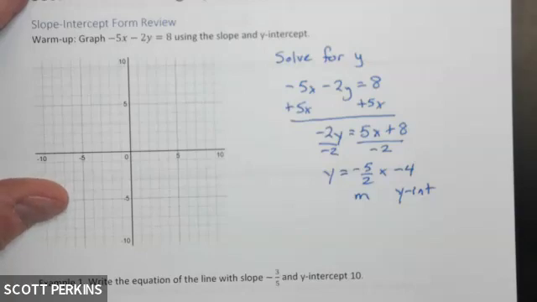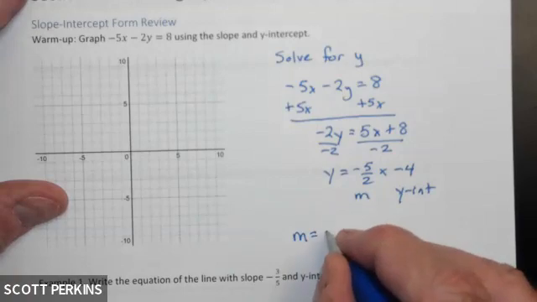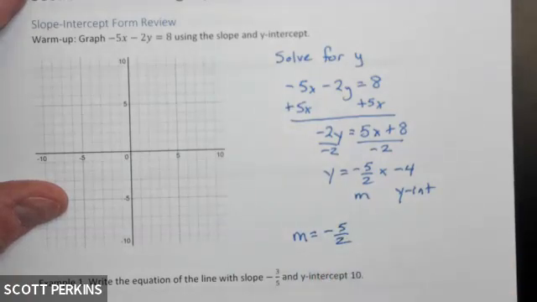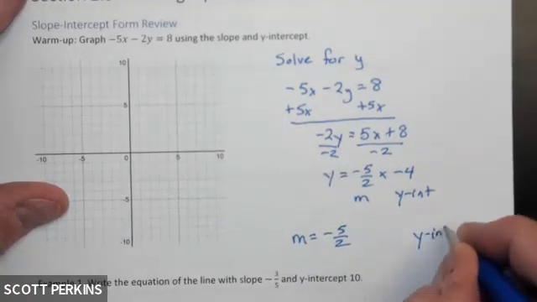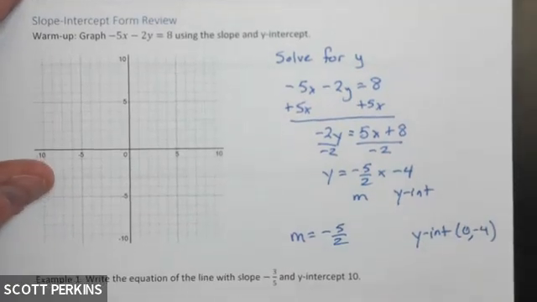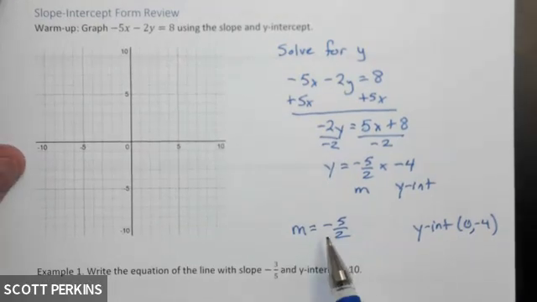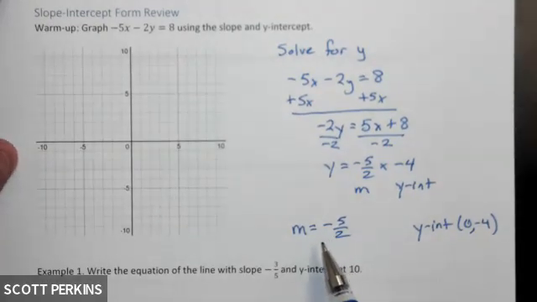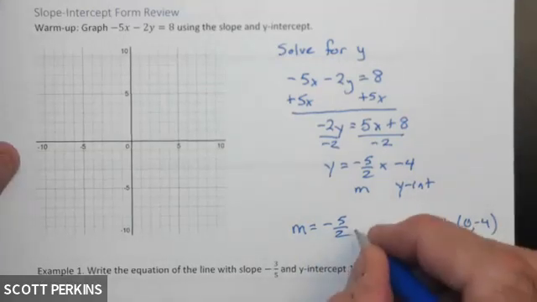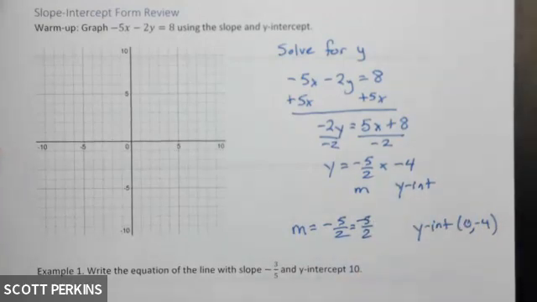So when I ask you what is the value of the slope, you're going to say that m is equal to negative 5 over 2. And then the y-intercept is (0, negative 4). All right, again, another thing that we said last time is when I go to graph this, if I have a negative slope, you're either going to take the negative and put it with the numerator or the denominator, but not both. So I'm just going to go ahead and put the negative with the 5 over 2, and I'm going to go ahead and graph.